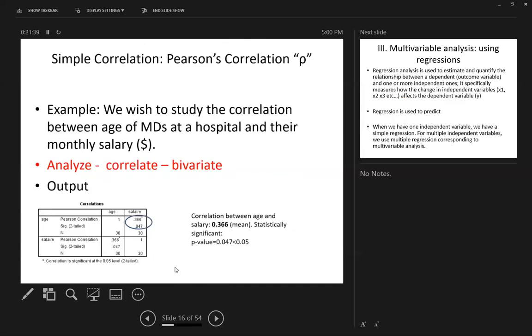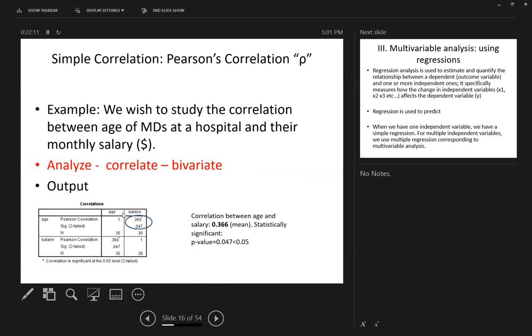And we said bivariate analysis can be categorical by categorical, or categorical by continuous. If you want, instead of simple association, you can look at correlation. Correlation means when you have 2 variables that are both continuous. So we want to study the correlation between the age of medical doctors at the hospital and their monthly salary. So we analyze, correlate, bivariate, because the correlation is between 2 variables. And it gives me a matrix.